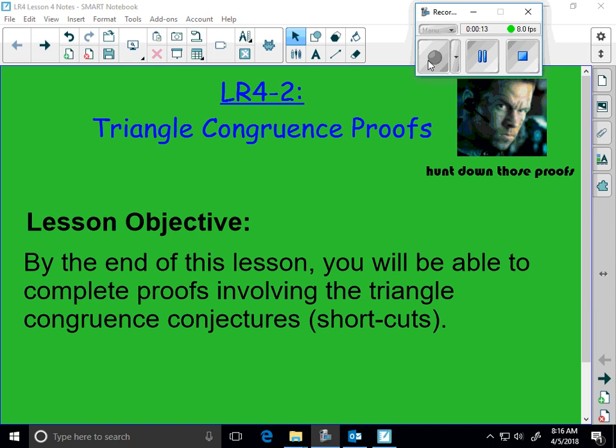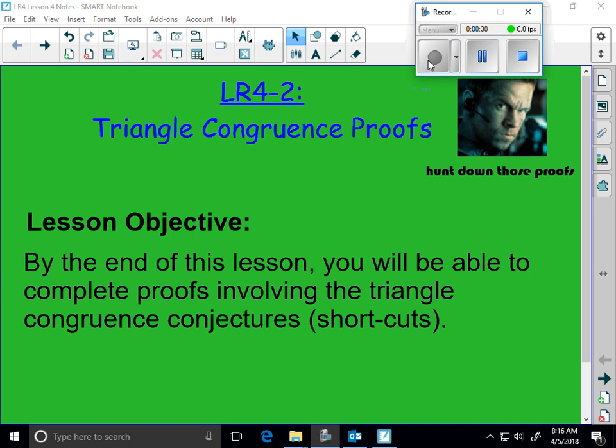Yodel, let's do some proofs. Okay. Should that be your opening? Yeah, let's see. I should be the yodeling mathematician. Okay. We're going to hunt down some proofs today, Switzerland style, right up in the Alps.